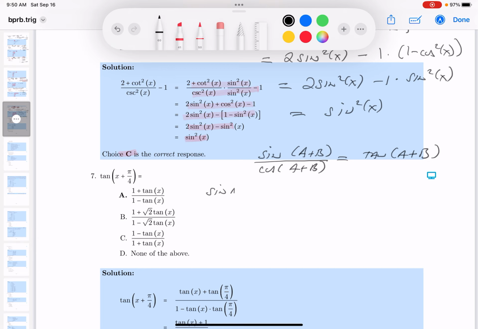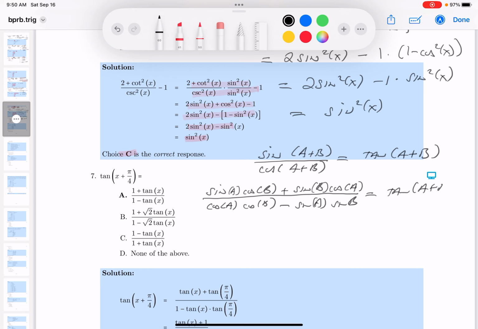So sine a cosine b, plus sine b cosine a, over, this looks terrible, doesn't it? Cosine a cosine b, minus sine a sine b. And that equals the tangent of a plus b.